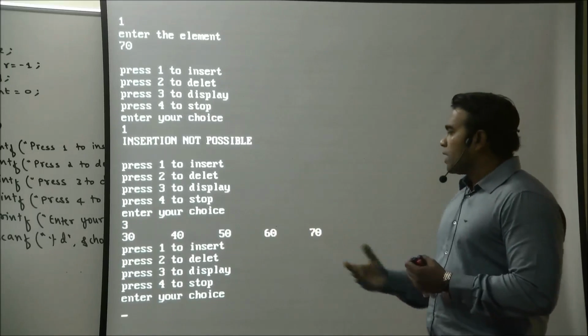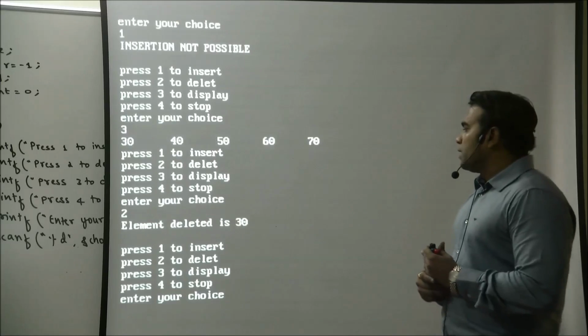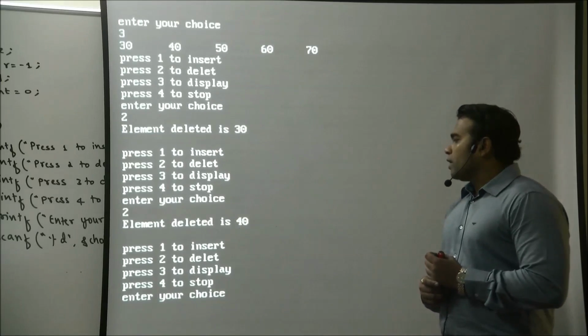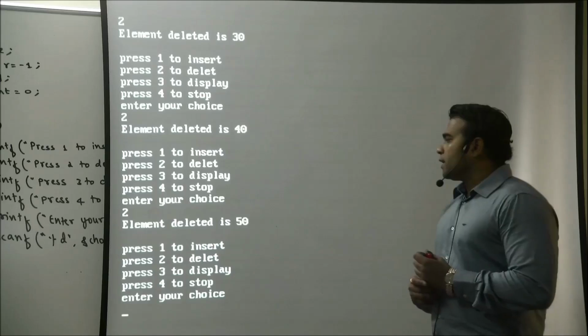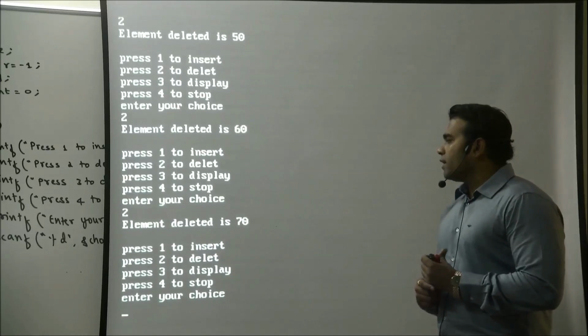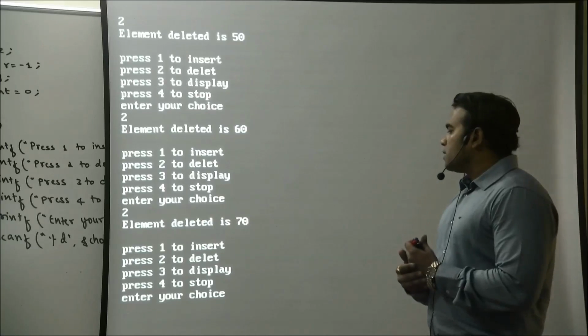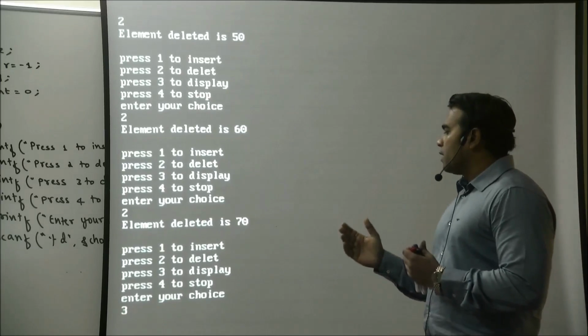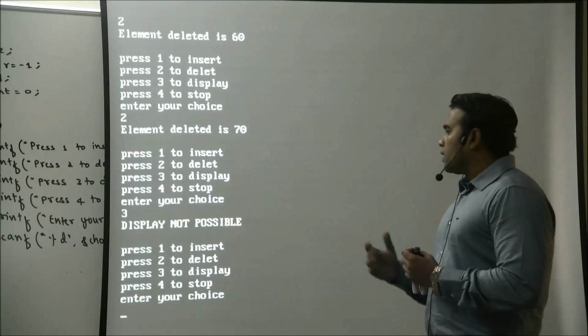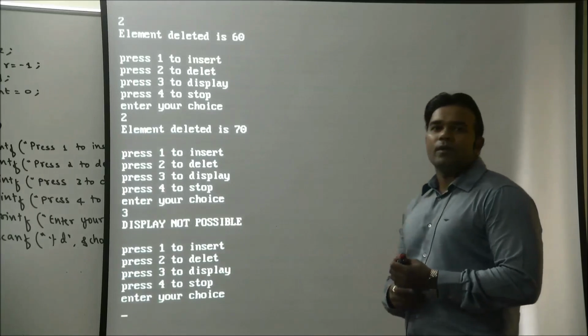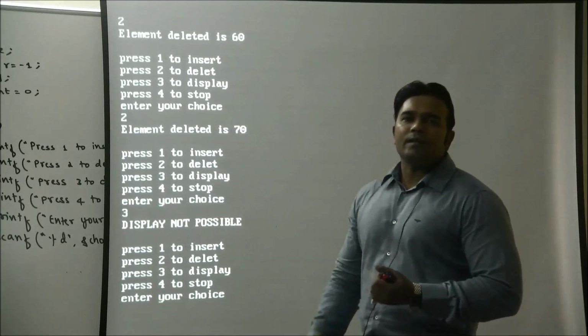And then if I now tell delete, obviously 30 is deleted, next 40, next 50 is deleted, next 60, next 70. All elements are deleted. Again if I will now tell display, then display not possible. When everything is deleted, nothing can be displayed.